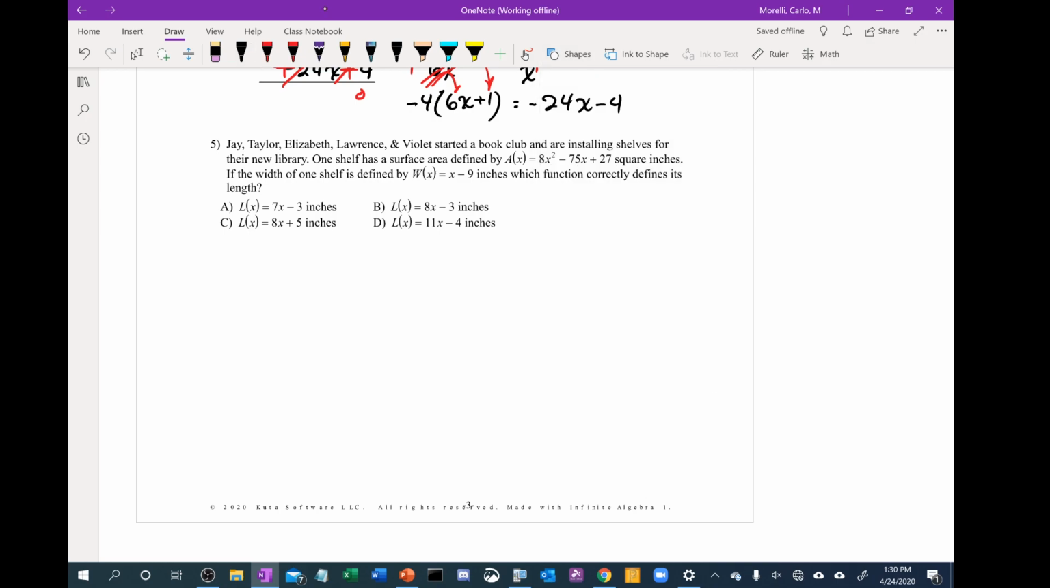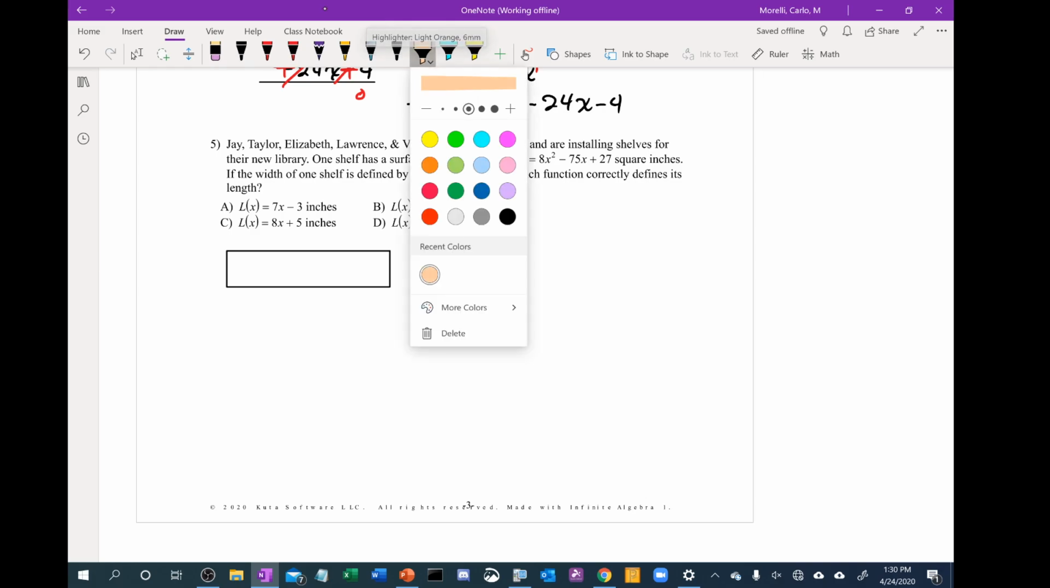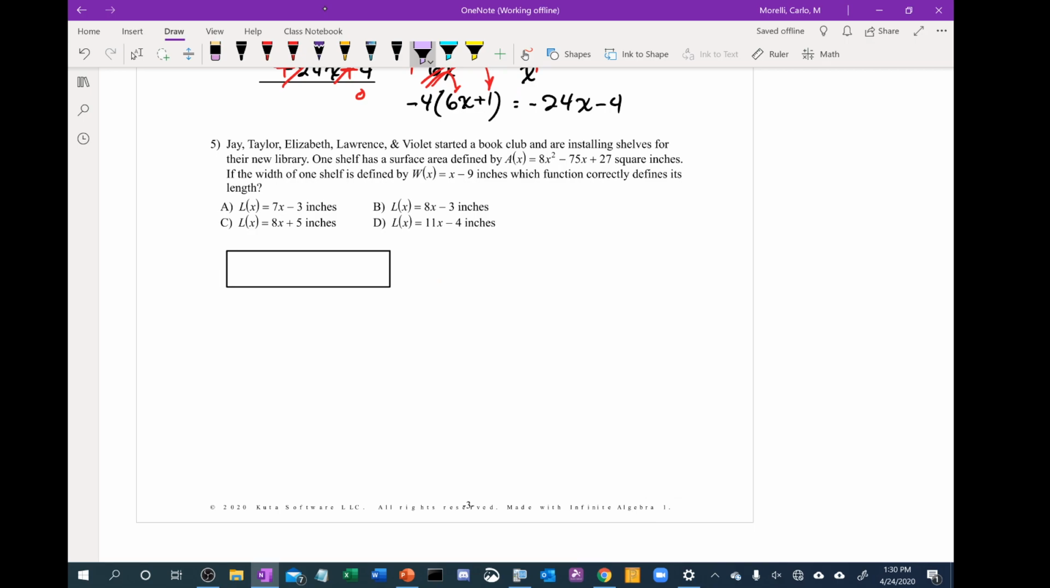So a shelf is just an elongated rectangle, kind of like this. And that's a bookshelf as seen from above. And for our books, we'll use purple. So we're given the area, and that's the shaded region here. The surface area of the bookshelf is given by the area function A of x equals 8x squared minus 75x plus 27. What else are we given? We're given the width right here, x minus 9, that's the short side. So we're given w of x for width equals x minus 9.